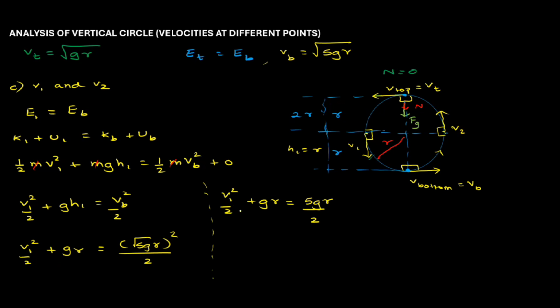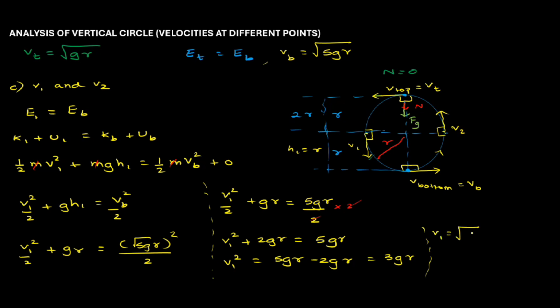Next, I will multiply by 2 on both sides to get rid of the 2 with v1 squared. So when you multiply by 2 on both sides, you get v1 squared plus 2gr equals 5gr. Now move 2gr to the other side, and you get v1 squared equals 5gr minus 2gr. That gives you 3gr. This is v1 squared. So if you want to find v1, you take the square root on both sides, and that gives you v1 equal to square root of 3gr.